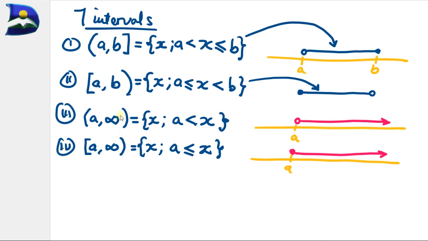So what you notice here is that for case 3 and case 4, our A has a bracket that is either curved, which shows that A is not included, or sharp, which means that A is included, while infinity is always curved. When you're going to infinity, it is really impossible to figure out what the last number on the right side is.